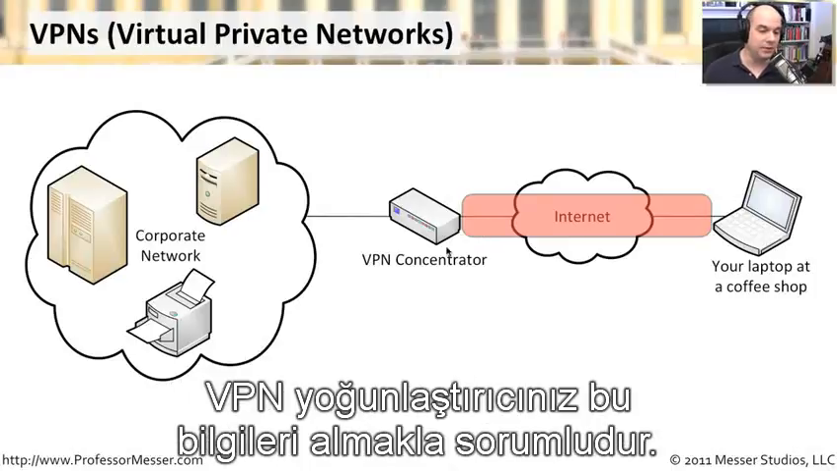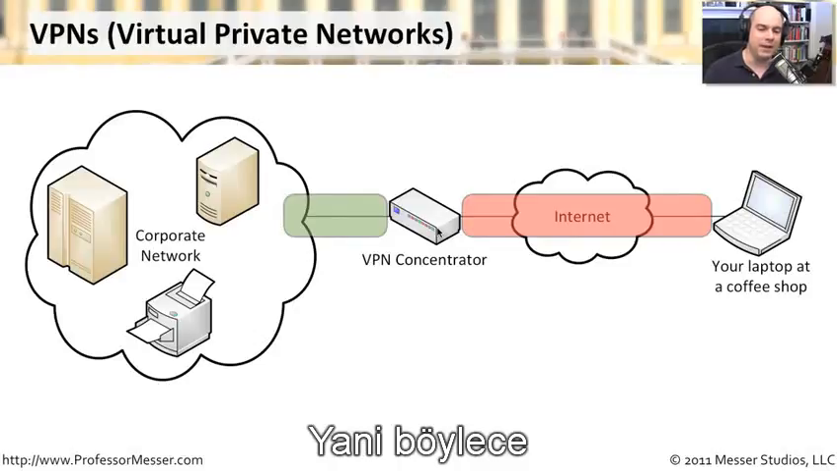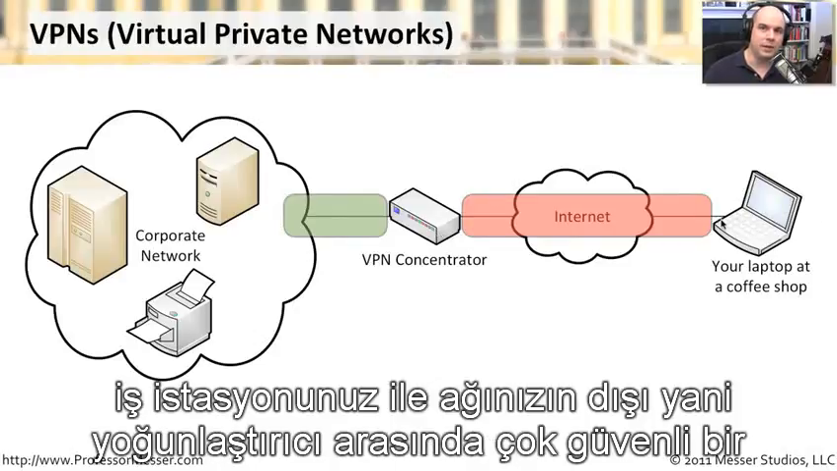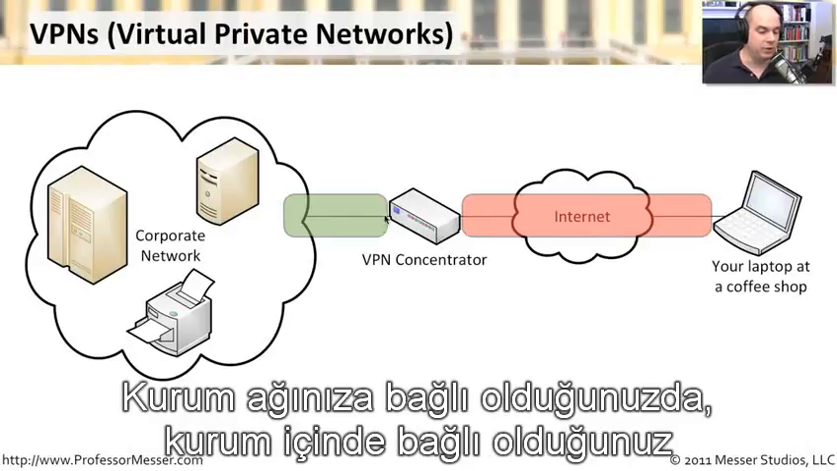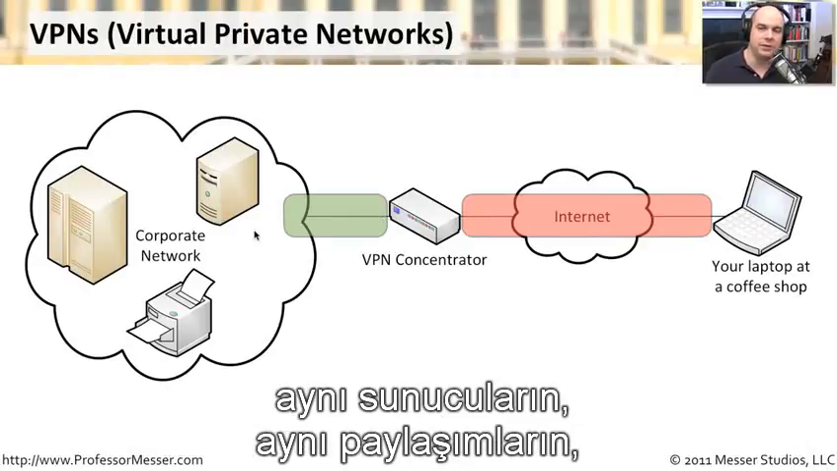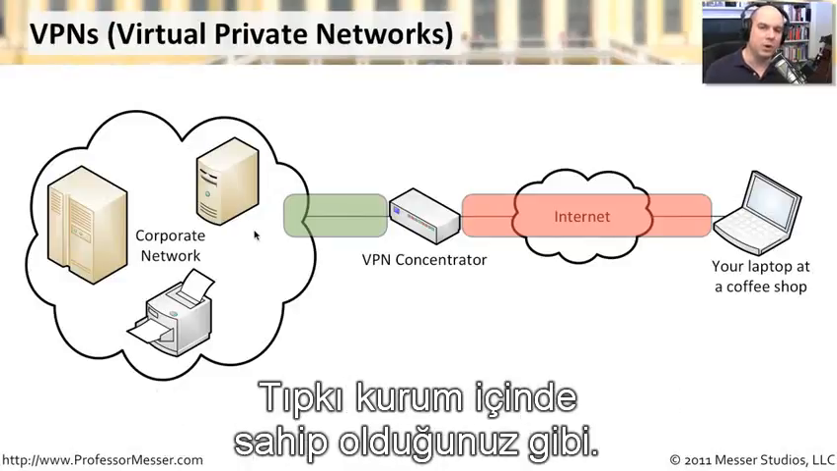Your VPN concentrator is then in charge of taking that information, decrypting it, and dropping it off inside of your corporate network. That means you're going to have very secure connectivity between your workstation outside of your network and that concentrator, so that no matter what happens between you and the corporate environment, you're still protected. And once you're connected to your corporate network, you have access to the same servers, the same shares, the same printers and resources that you always have when you are inside of your corporate network.